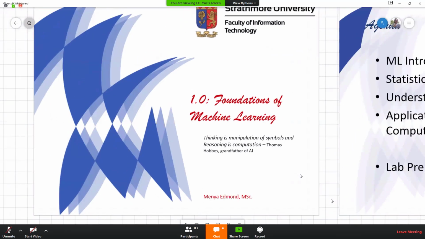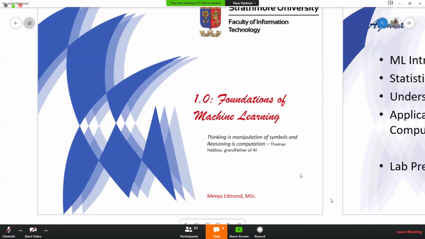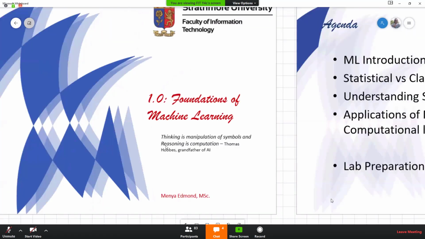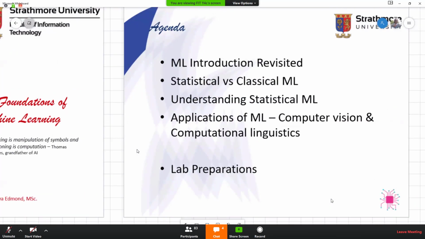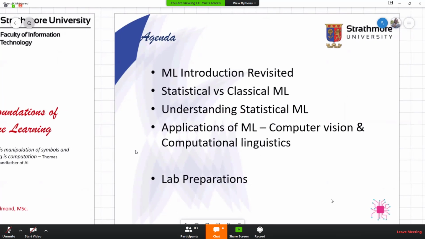So this is where we start. The foundations of machine learning is our first topic. And we have an agenda here. This is how we are going to flow for this week and also next week. We were supposed to meet on Monday, but Monday was a holiday. Okay, fine. So first we are going to do a recap.